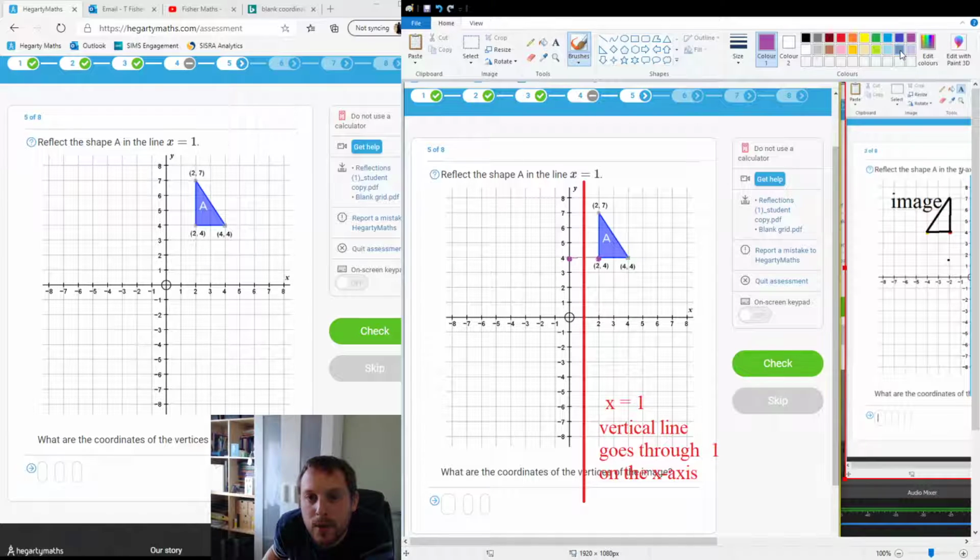Let's have a look at another coordinate. 2, 7. How far away is that from the mirror line? Well, it's also 1 away. Because remember, the mirror line in this question is different. It's not the y-axis like it was before. It's 1 away from 2, 7. So when it flips, it's still going to be 1 away.